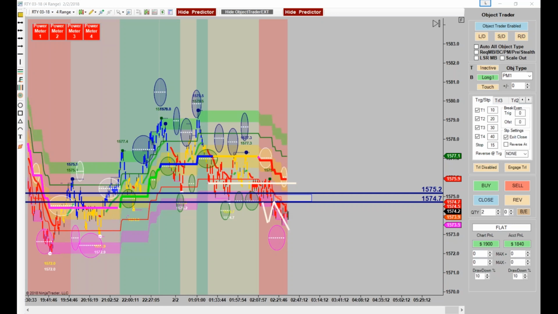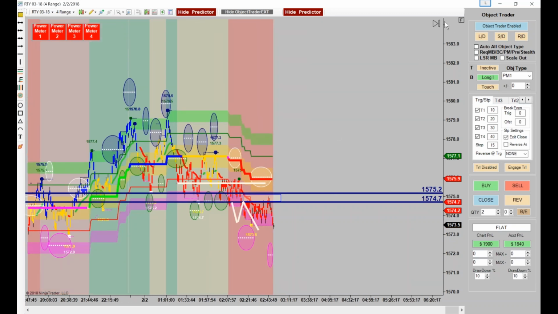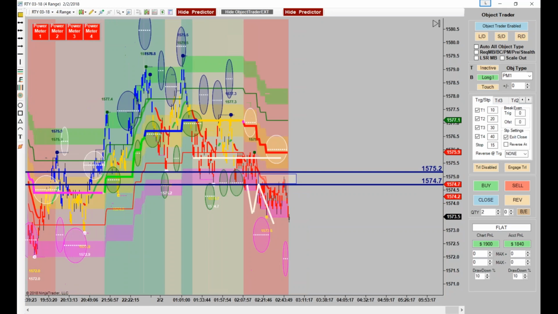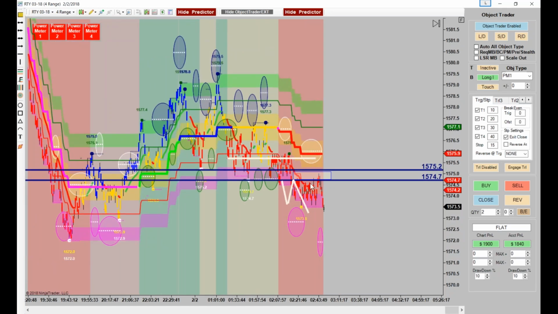See how it's kissing my line? Kissed it again. There, it kissed my top one. See how they do? Okay, we drew that just like we do in the room ahead of time before all this chopping and everything went up.